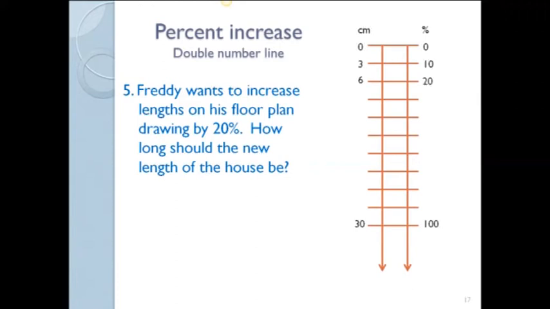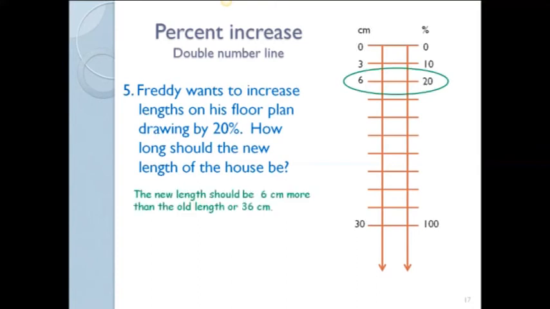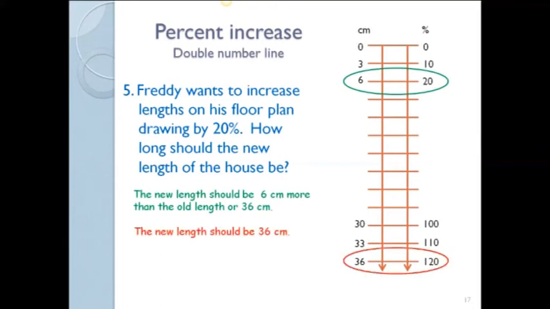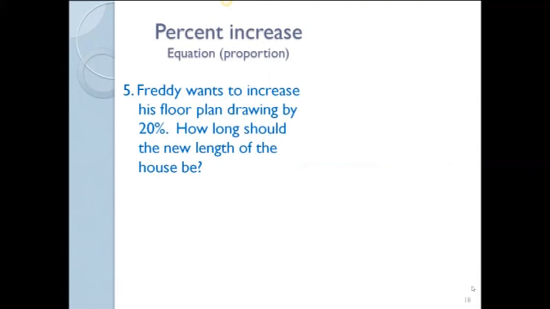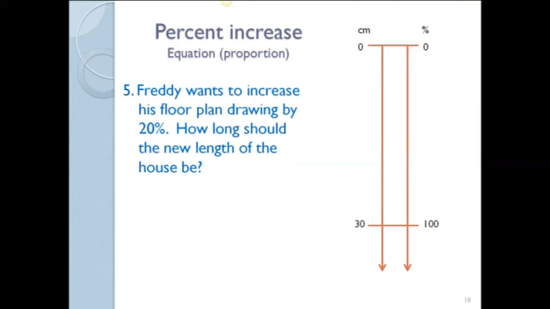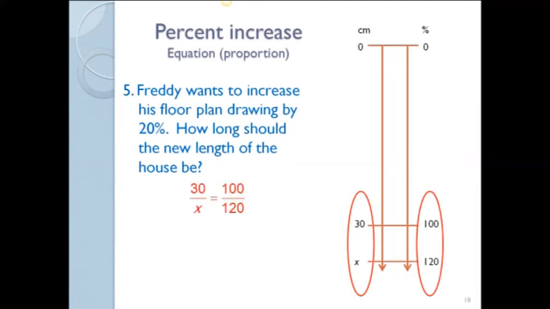We can number up to 20% and realize that we'll have to increase the 30 centimeters by 6 centimeters. Or we can number 20% past the 100%, and we end up at 36 centimeters. And we'll follow up with the same problem, again using a proportion. We use our bare bones double number line and highlight the relationship between some knowns and the unknown, which leads to this equation and the solution.